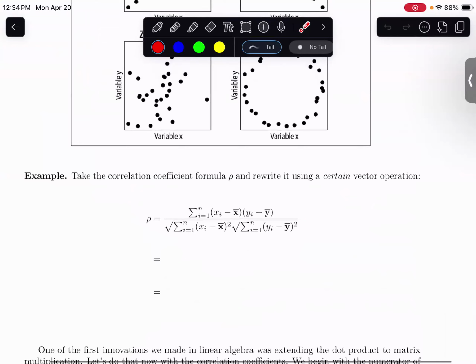And we want to rewrite it using a certain vector operation that we've used a number of times in this class. Does anyone see what vector operation I'm talking about? Like, what is this? What are we really making use of when we're writing out this long equation?